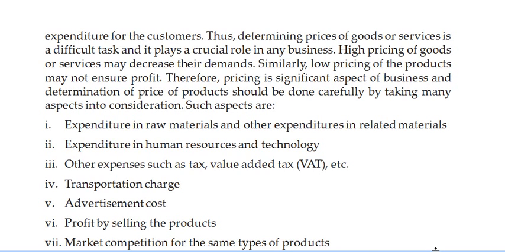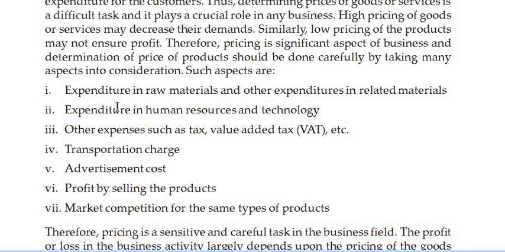That's why now it's time for you to analyze the market and to what amount people can buy it, to what amount people will be able to pay the money. That thing you have to analyze, and only then will you be gaining profit in your business. So therefore, pricing is a significant aspect of business, and determination of the price of the product should be done carefully by taking many aspects into consideration.